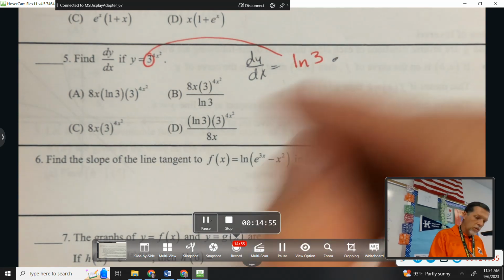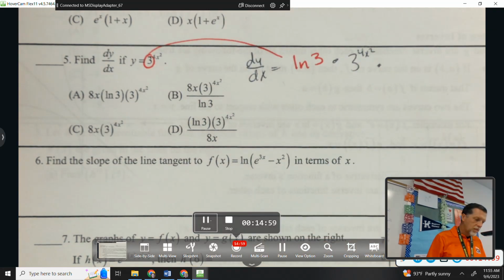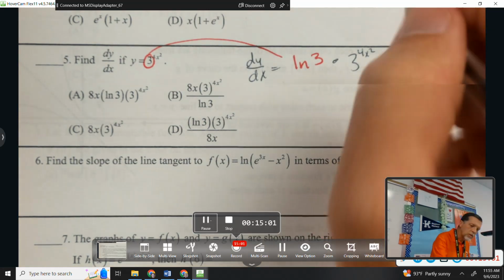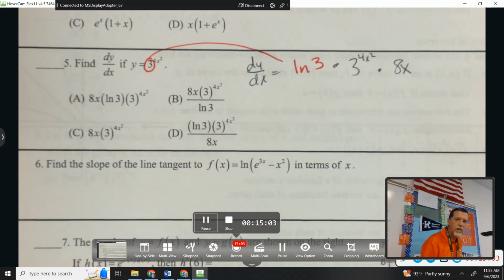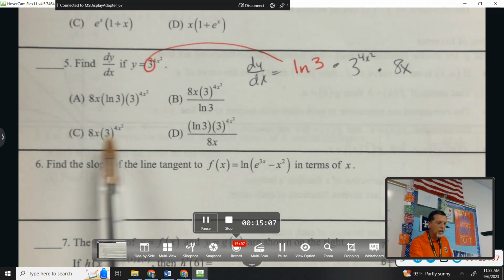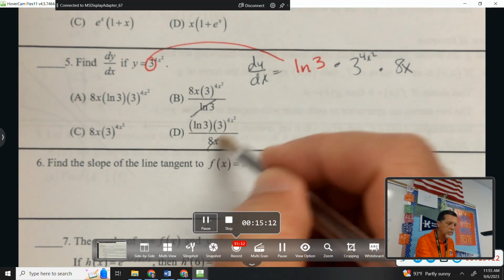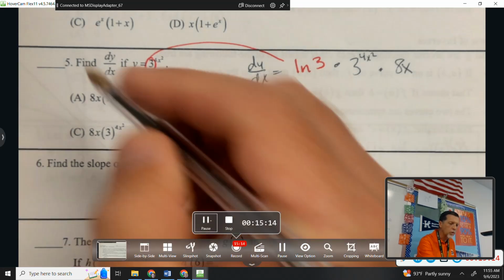So 3 to the 4x squared times the derivative of 4x squared. I don't know that there's any cleanup you could do on that. Looking at my answer choices, it's in a different order, but answer choice A.